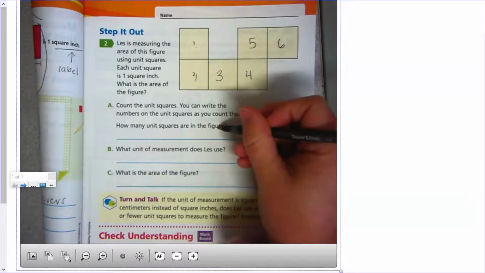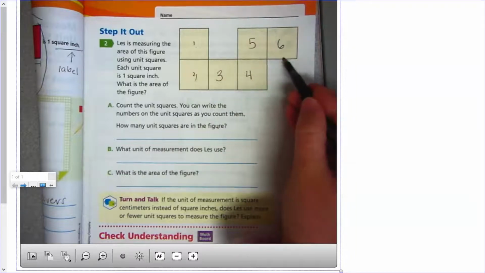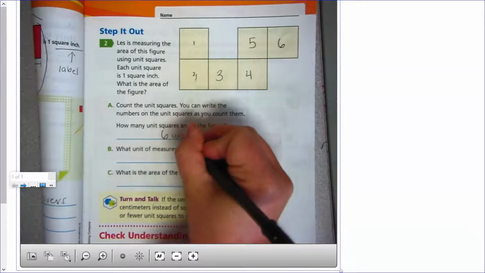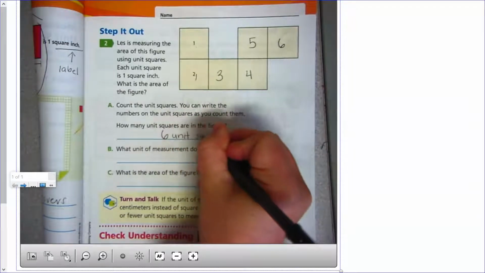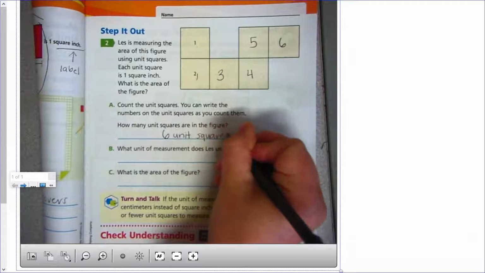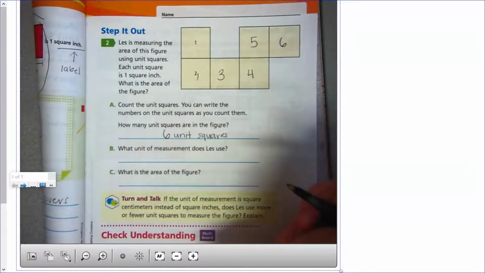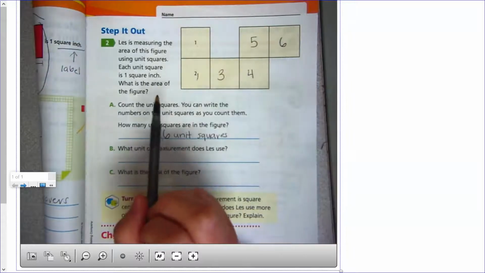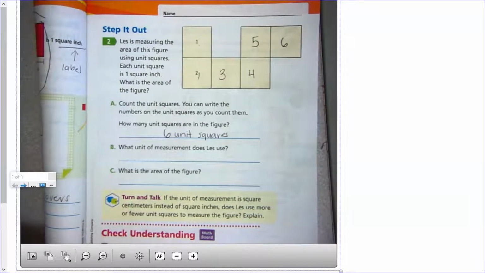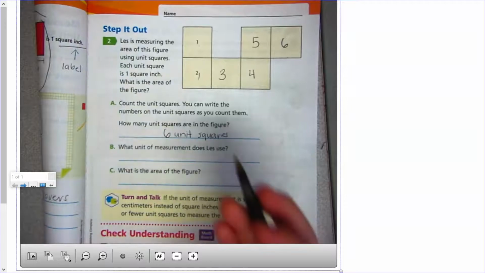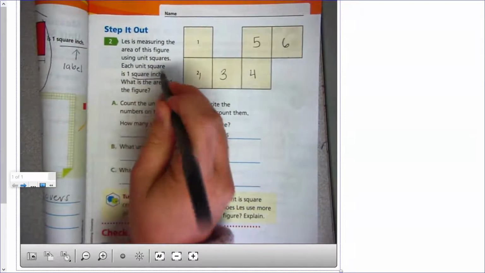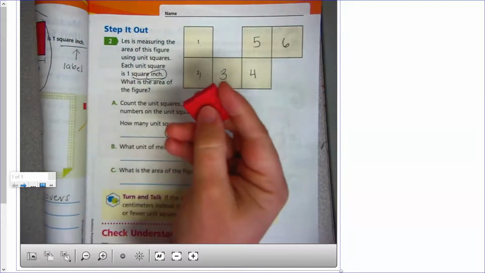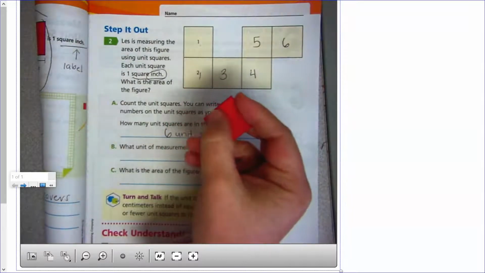How many unit squares are in the figure? 6. Remember, you always have to put your label, unit squares. What unit of measurement did Les use? Let's look back. A unit of measurement is what size, basically. What size did we use? We used a square inch. So our answer is inch. An inch is the length of the size right here.